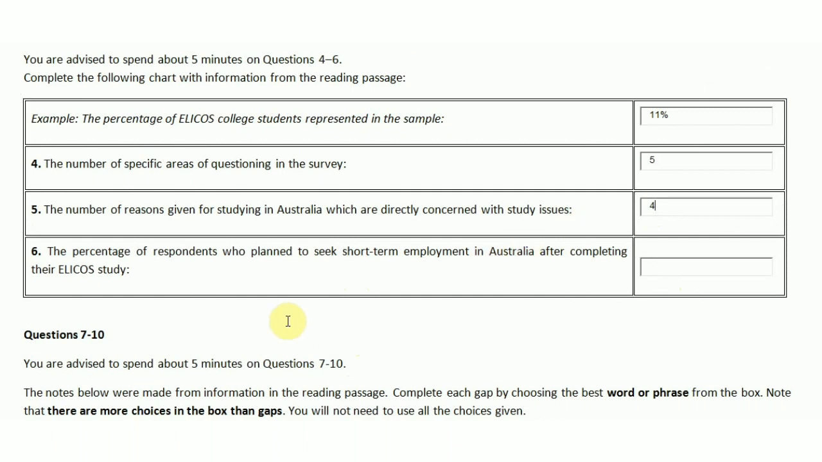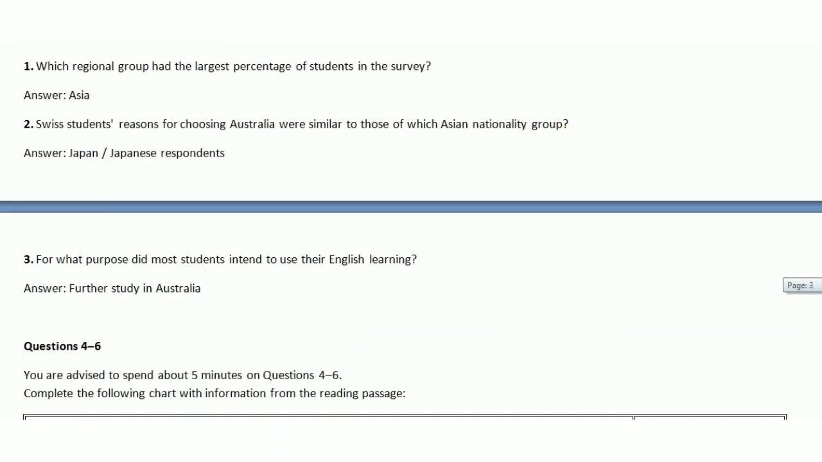Then the next question is the percentage. So in this we have to write down the percentage. Whose percentage? Respondents' percentage who planned to seek short-term employment in Australia after completing their ALICO study. So after their ALICO study, they planned to work temporarily in Australia. So we have to find out the percentage of those respondents. So let's see what it is.